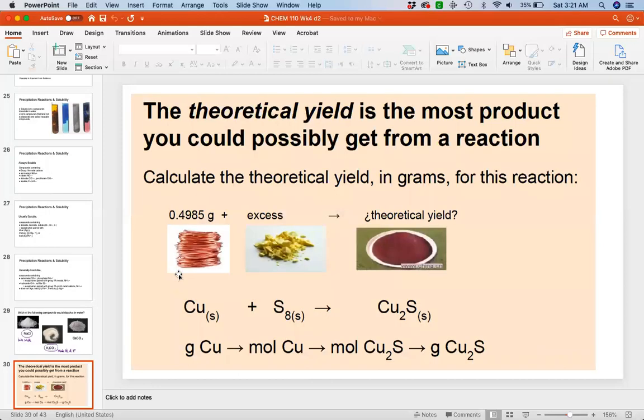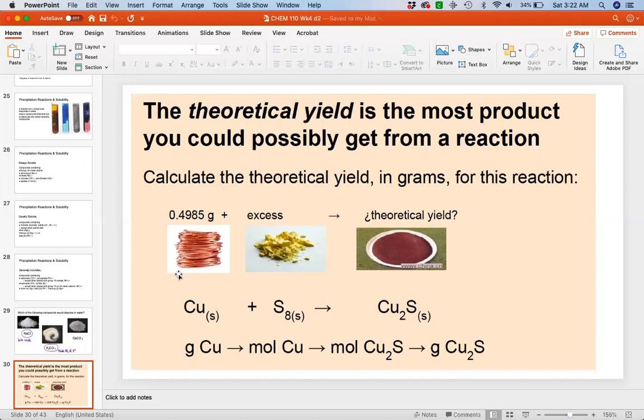So one of the things we're going to think about this week in lab is the theoretical yield. That's a really important concept in chemistry because it's the most product that you could possibly get from a reaction, or the maximum yield. Yield just being the amount of product that you could get.